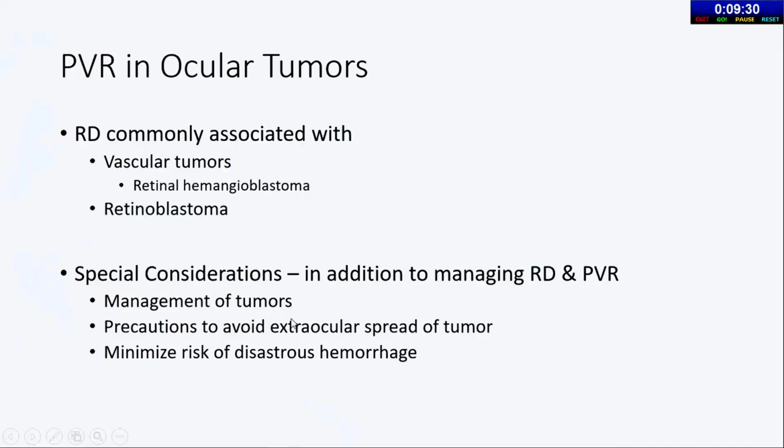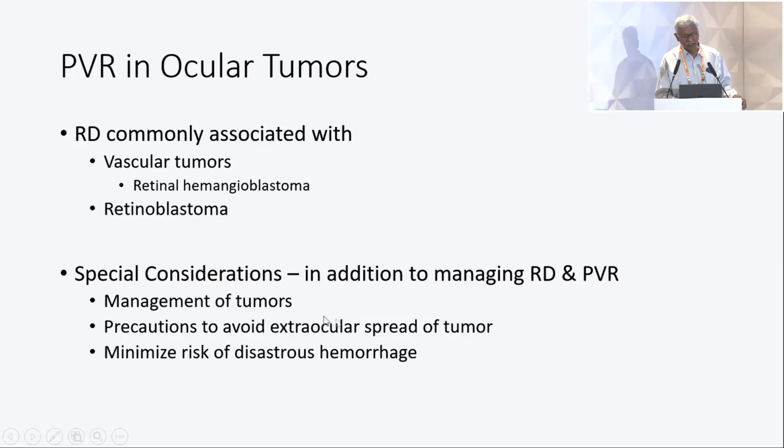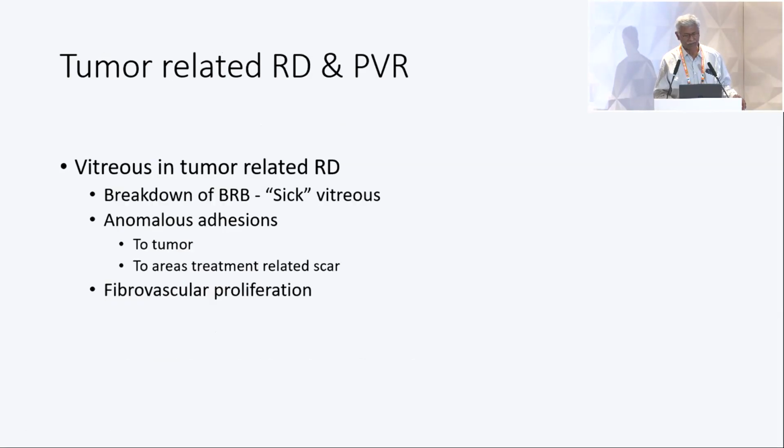So what is different in PVR and ocular tumors? Retinal detachment, as far as ocular tumors is concerned, is usually associated with vascular tumors, particularly retinal hemangioblastoma and retinoblastoma. So in addition to managing the RD and PVR in these patients, what we need to look at is the management of the tumors itself. When we go inside and do a surgery, we have to take care of the tumors. In addition, we have to take precautions to avoid extraocular spread of the tumor and also minimize risk of disastrous hemorrhage, because some of these hemangioblastomas can bleed disastrously.